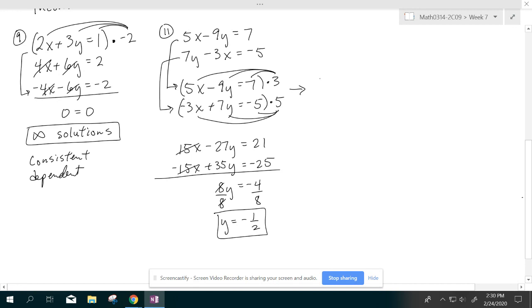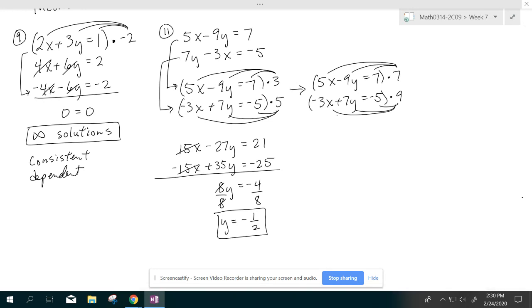So I'm going to take my 5x minus 9y equals 7. Negative 3x plus 7y equals negative 5. And I'm going to get the y's to cancel this time. So let's take the 9 and the 7 and flip them and distribute. And it may be a little more work, but I hate fractions enough that I'm going to do it.